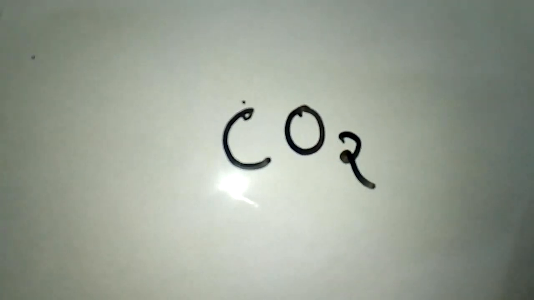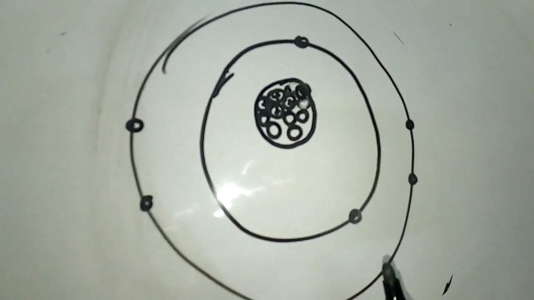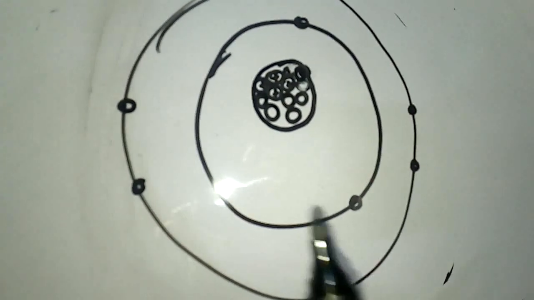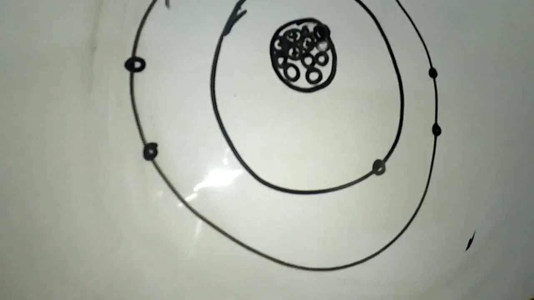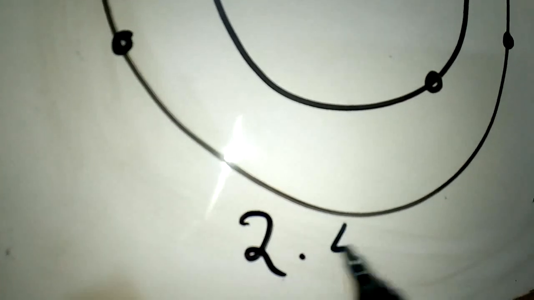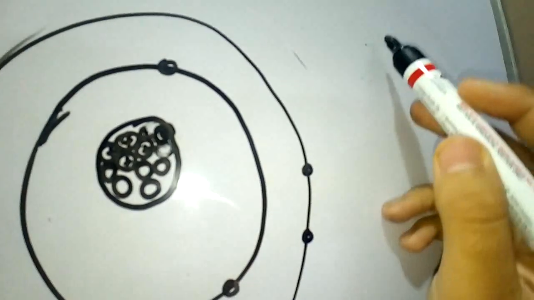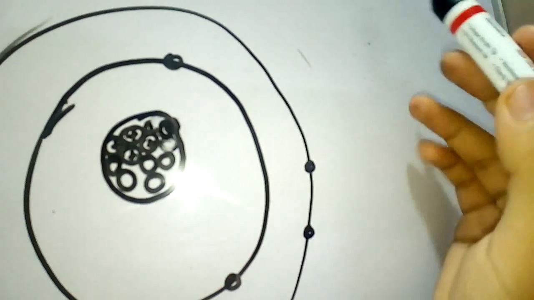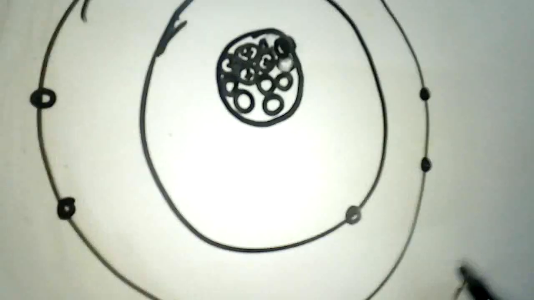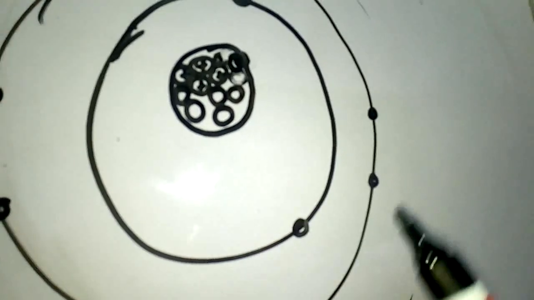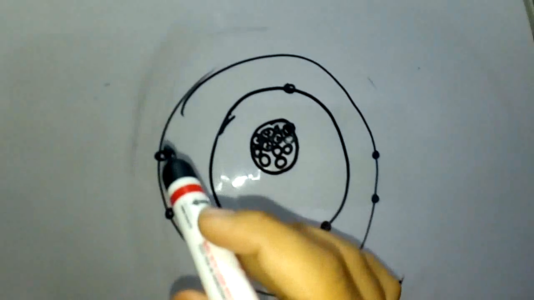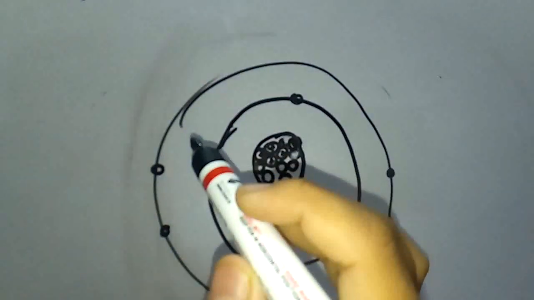So this is the atom of carbon, whose atomic number is 6 and electronic configuration is 2,4. Now how will this form? Its valence is 4, which means it requires 4 more electrons in its outermost shell.